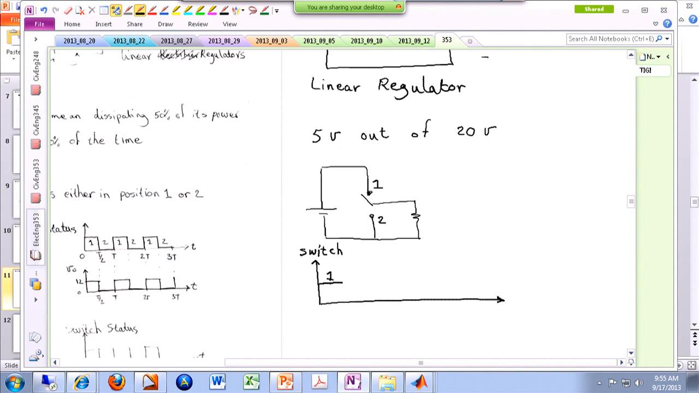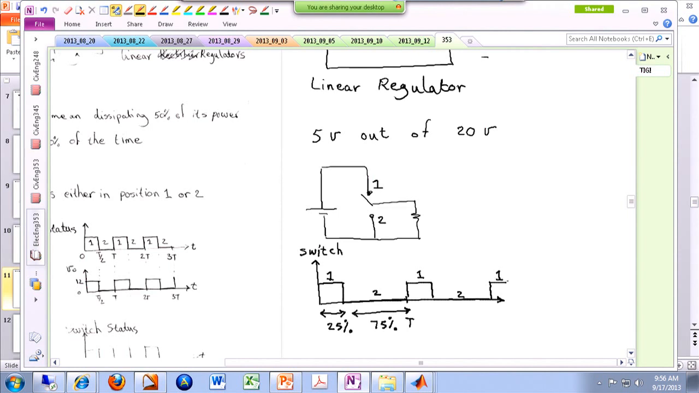Keep the switch in position number 1 for 25% of the time, because 5 volts of the output is 25% of the 20 volts. And then keep it in position number 2 for the remaining 75%. Okay? And call this 1 period, and then just repeat yourself. All right, something like this.